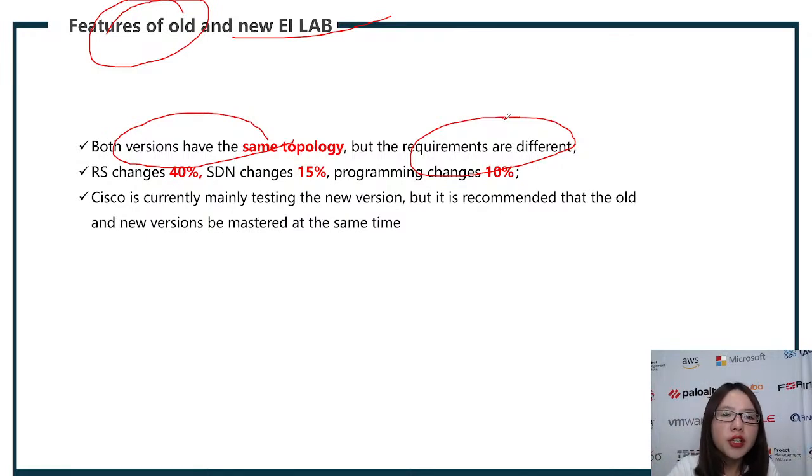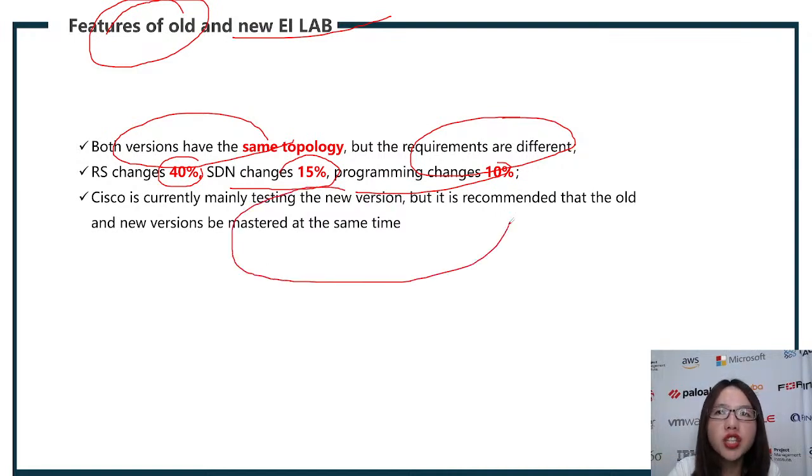Routing and switching changed 40%. SDN changed 15%, and programming changed 10%. The suggestion for Spoto students is that both the old and the new versions need to be practiced, because Cisco may randomly select either version for the test, but the probability of the new version is high. So if you don't have enough time, you can choose the new EI Lab version directly.